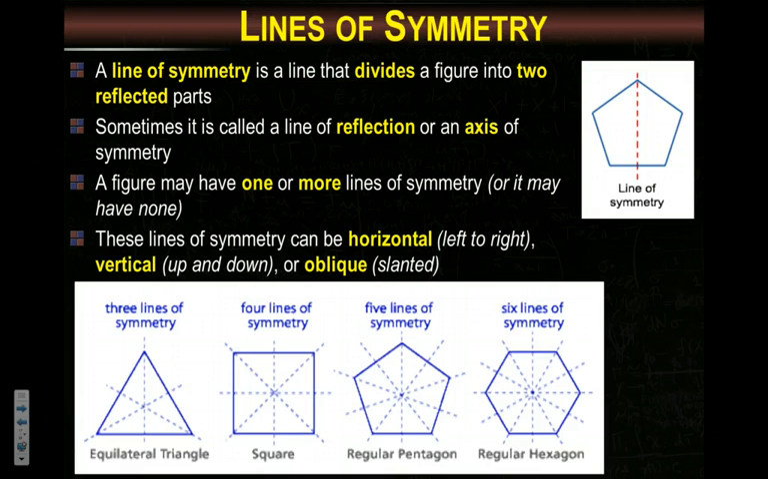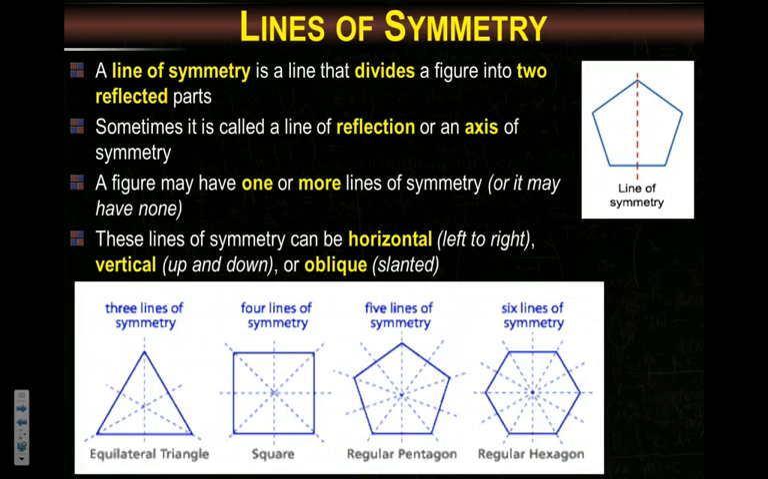Simon. Well, basically, it has to be exactly the same on both sides, except a mirror image of itself. That's what's called a line of symmetry. Remember, the word symmetry means the same. So this side is the same as that side. Okay? Now, you have to know how to describe those lines.